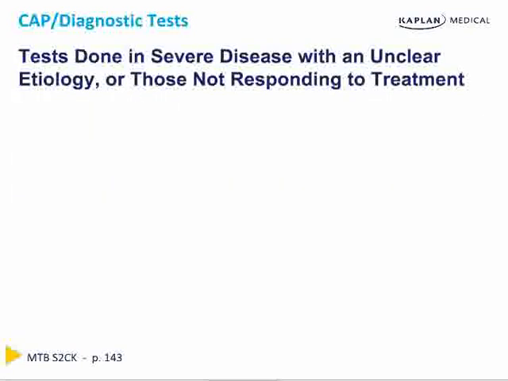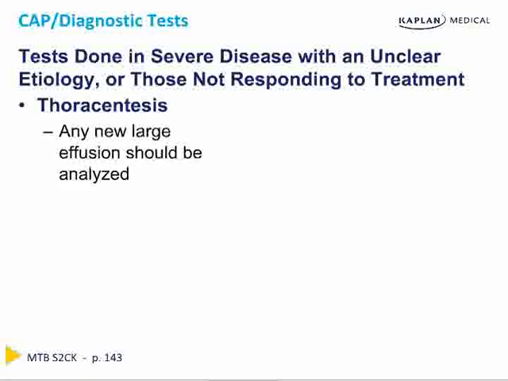Sometimes, patients will have severe disease and will not respond to your initial treatment, or the etiology remains unclear. In this situation, one thing to think about is the evidence of a large pleural effusion. If you see an effusion on the chest X-ray and the patient is thought to have pneumonia clinically, you must perform thoracentesis. Any new large effusion seen on a chest X-ray should be analyzed.